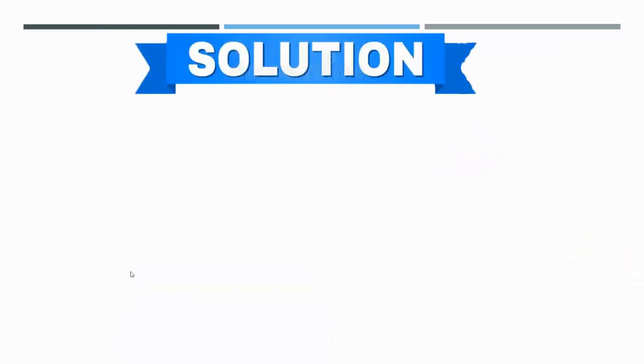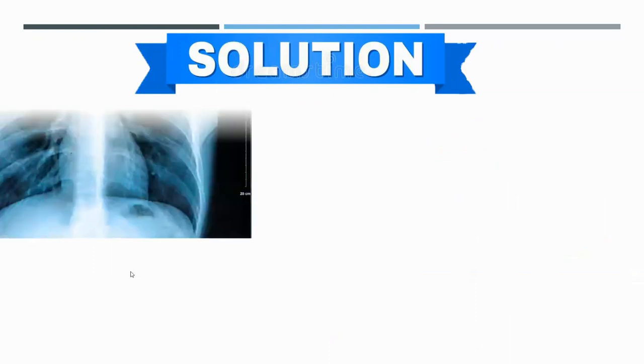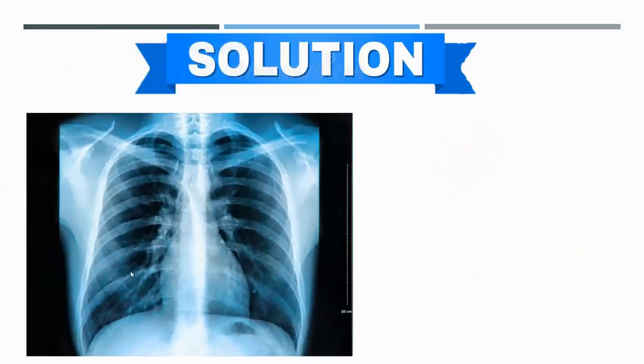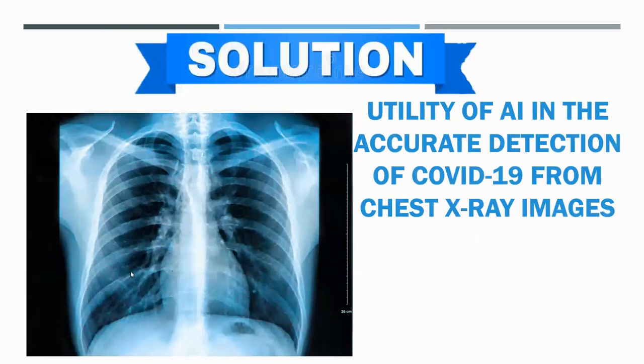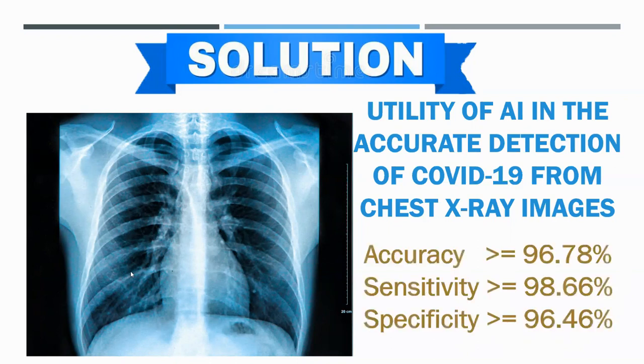Hence, we come up with a solution by detecting COVID-19 using chest X-ray and CT scan images with a pre-trained model, and we are expecting an accuracy of 96.78% with sensitivity of 98.66% and specificity of 96.46%.